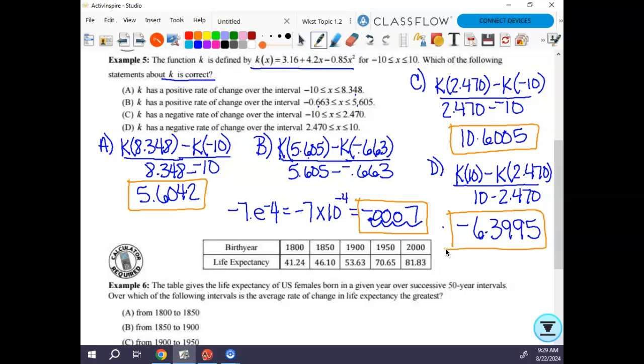All right, so we want to figure out which statement about K is correct. So A says K has a positive rate of change. Do you agree with that? Yes? All right, I like A. B says K has a positive rate of change on that interval. You agree with that? No, so I don't like B. C says K has a negative rate of change. Do you agree with that? No. D says K has a negative rate of change. Do you agree with that? Yes. Okay. So there are two right answers here because there's a mistake.